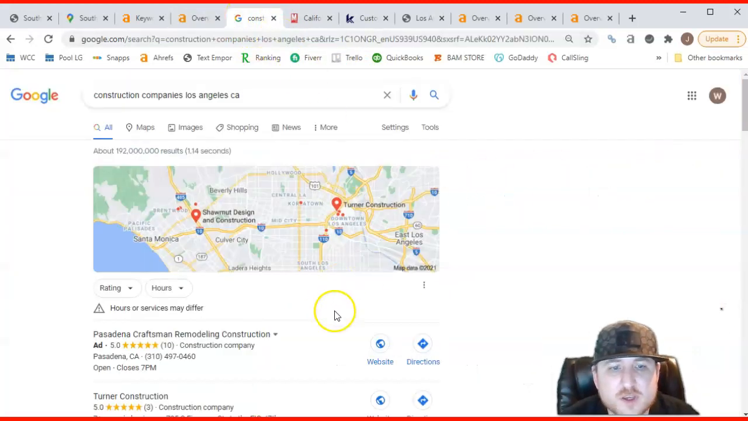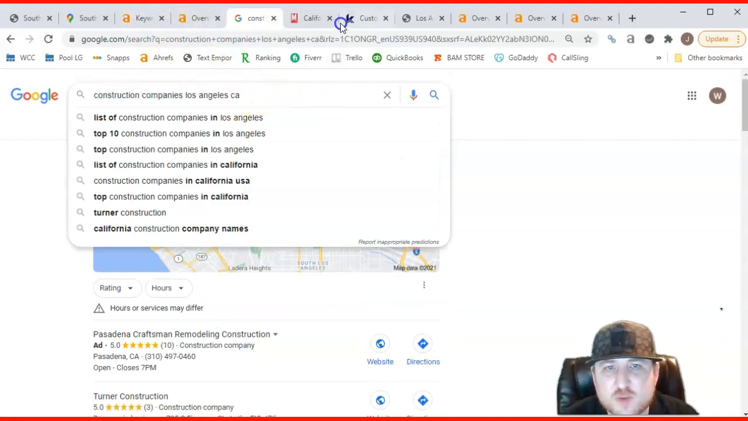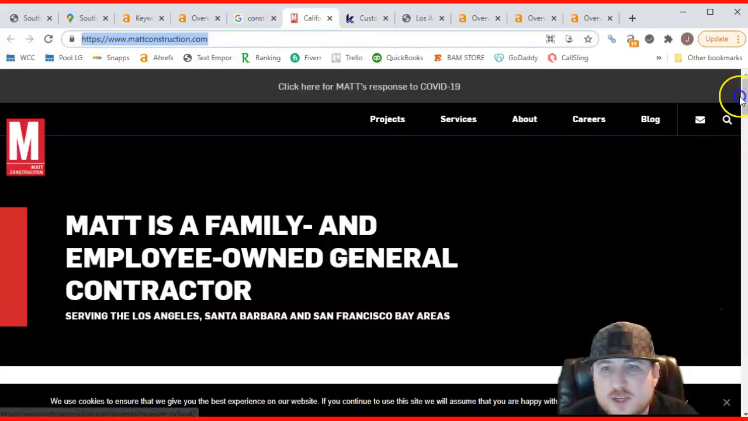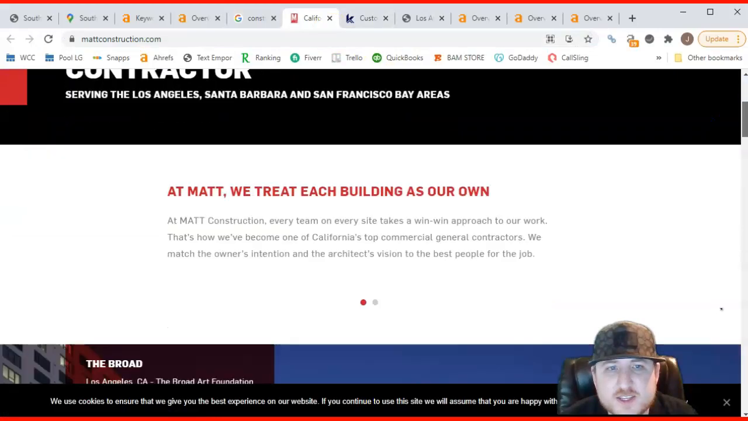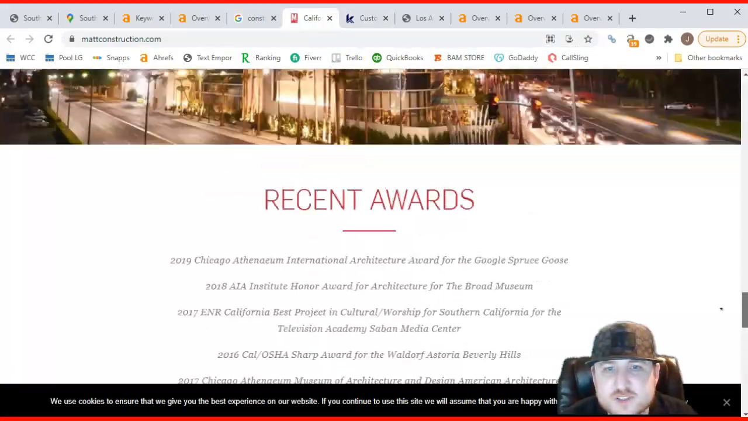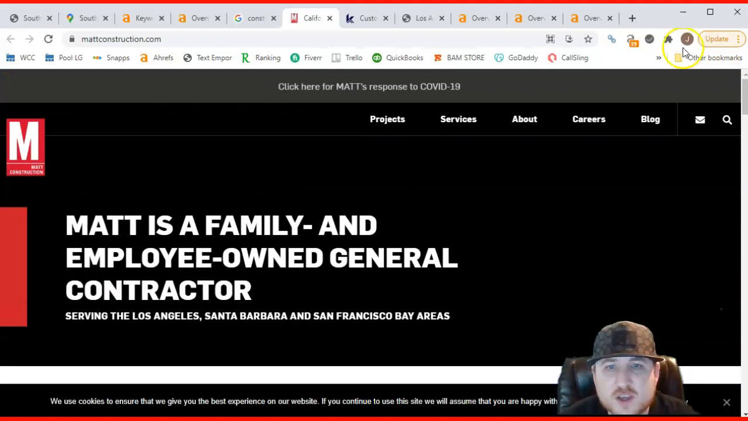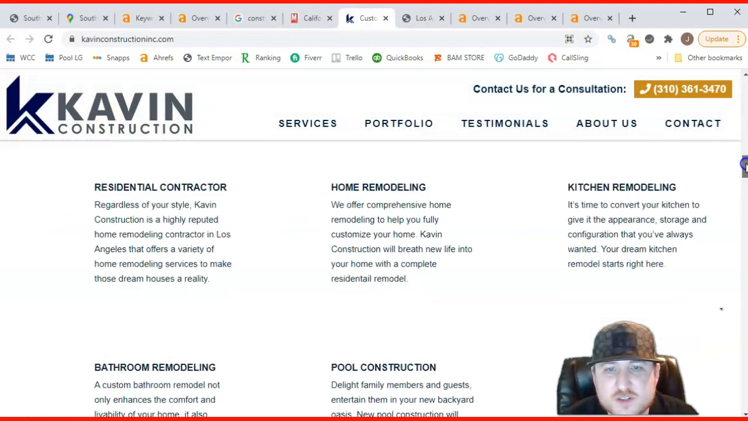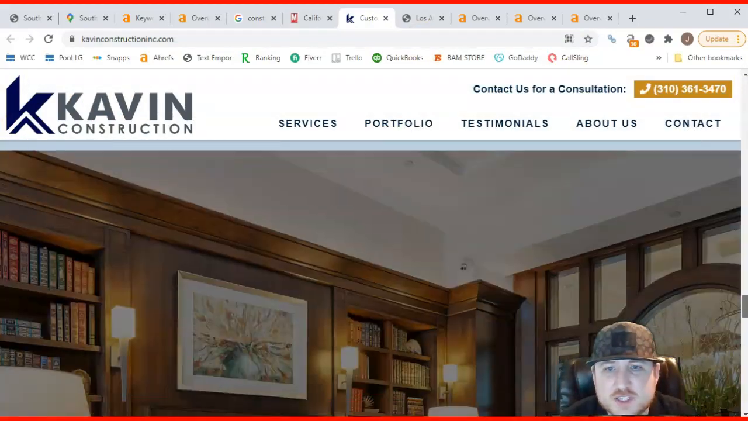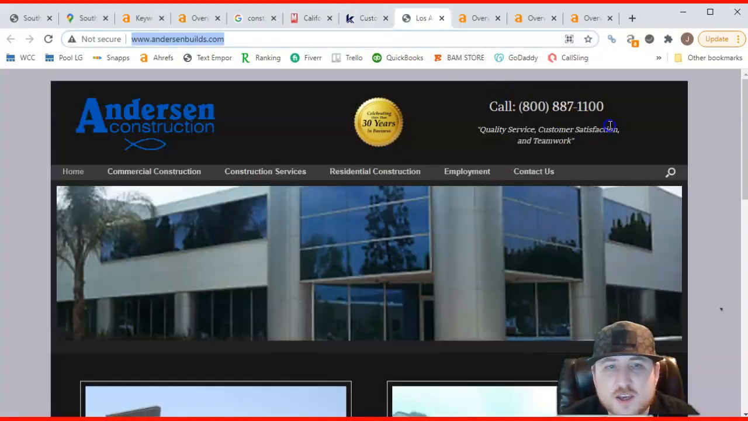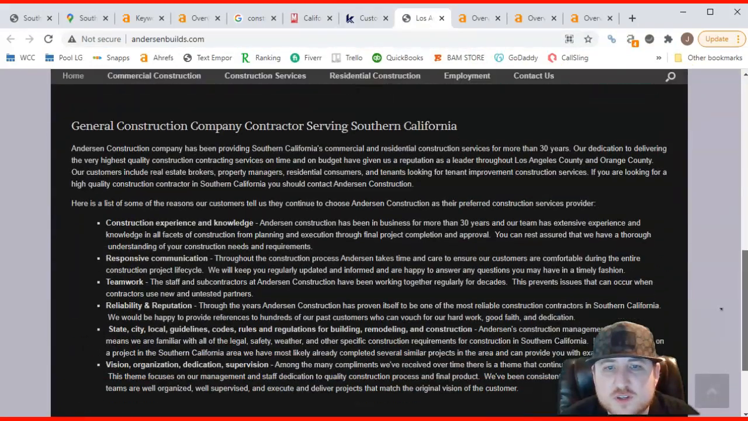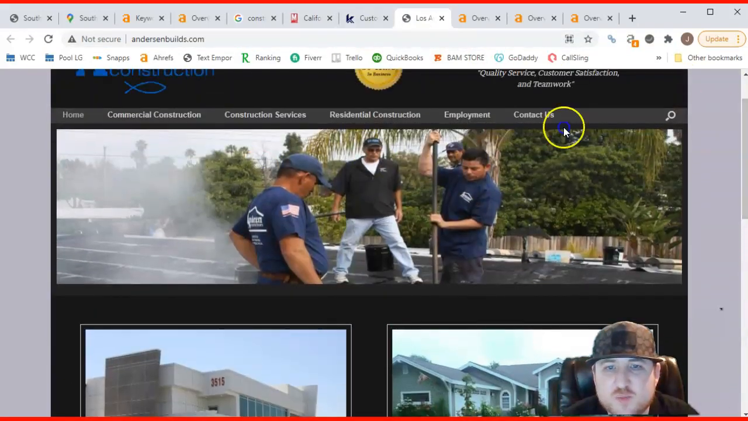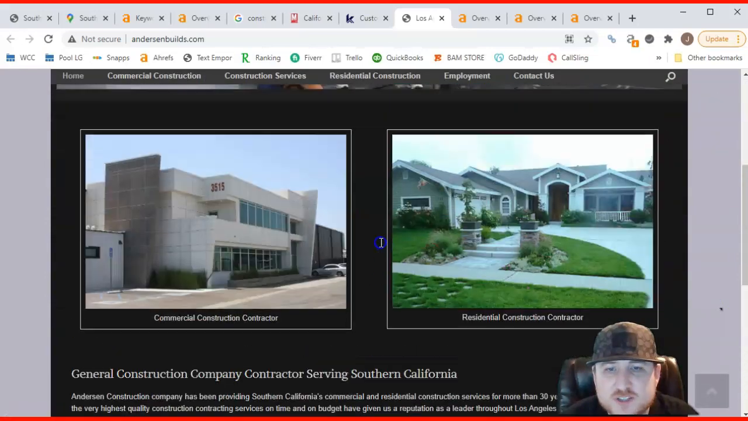So I put in one of those keywords that we searched for: construction companies, Los Angeles, California. Your three main competitors in that are Mat Construction, and you see a lot of pictures, a lot of content. Then Cabin Construction, again a lot of pictures, a lot of content, a nice looking site. And then Anderson Construction. They don't have a very big site, but they do have some content here.